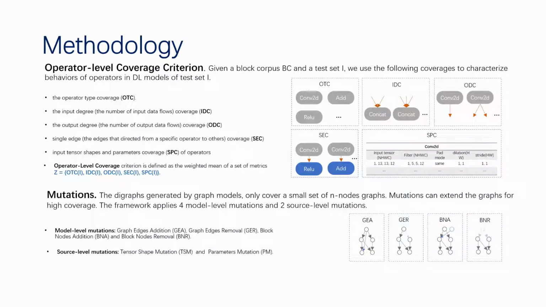We use the following coverages to characterize behaviors of operators. Operator-level coverage is defined as the weighted mean of the set of metrics. The fuzz testing framework applies model-level mutations and two source-level mutations.